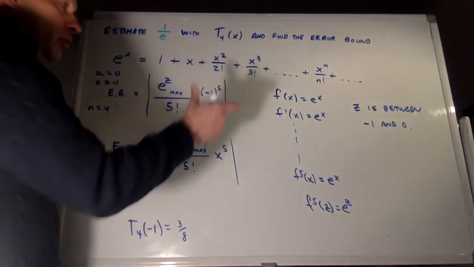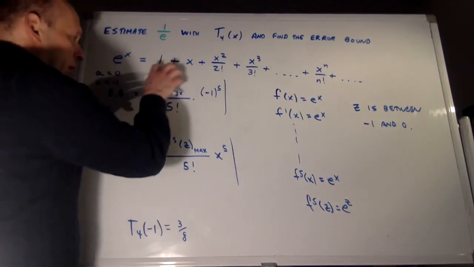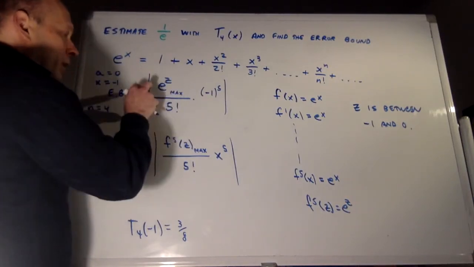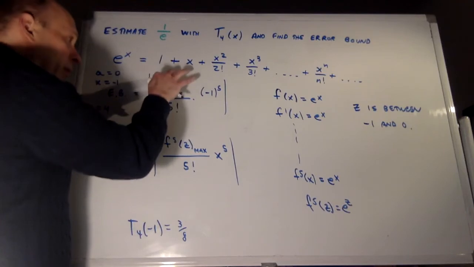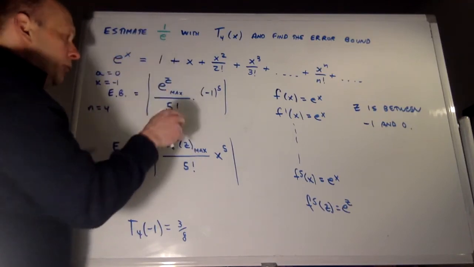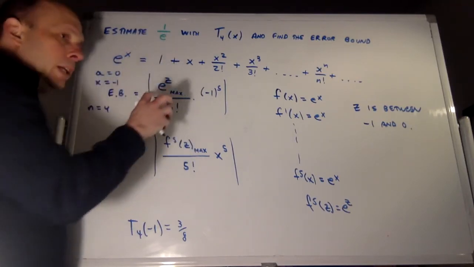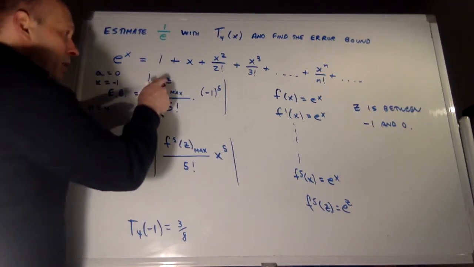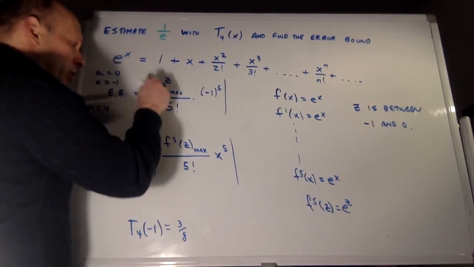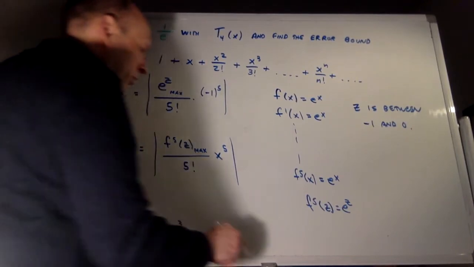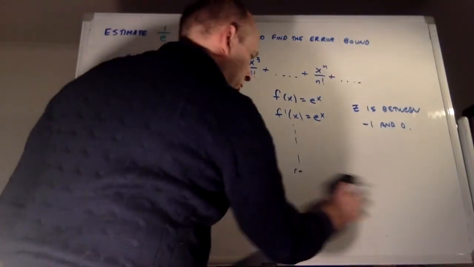Usually we focus on the extremes to see which will be the largest for e to the z. Well, if z was 0, this would be 1. If z was negative 1, this would be 1 over e. So clearly, the largest is when z is 0, right? So I'm going to choose z as 0 here. So we'll do that.